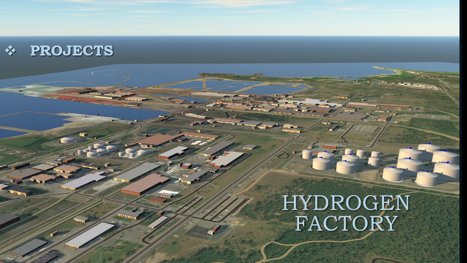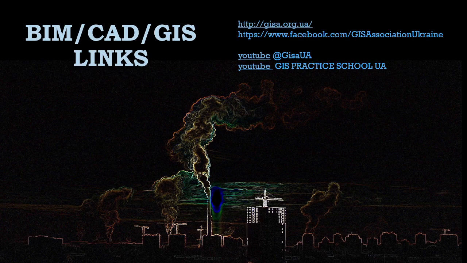Here we see a model of a hydrogen production plant on the shores of the Gulf of Bothnia. This was a concept that was presented to the customer but was not implemented, because the presentation of industrial facilities always forced us to deal not only with buildings but also with pipes, communications, underground communications, and so on.